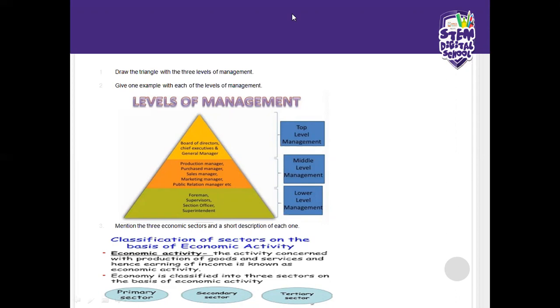So just between question 1 and question 2, it is 8 marks in total. Question 1, where you draw the triangle indicating the 3 different levels, was 5 marks. And then with question 2, to give an example with each of them, it's another 3 marks.